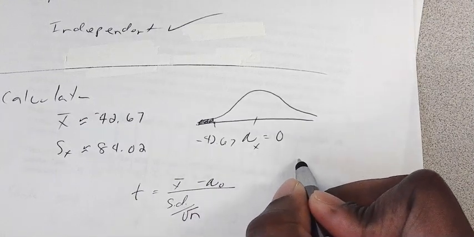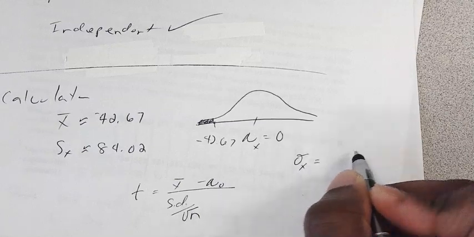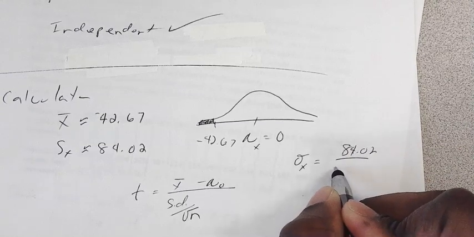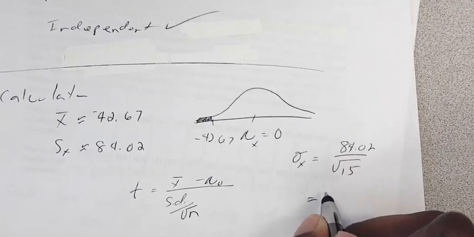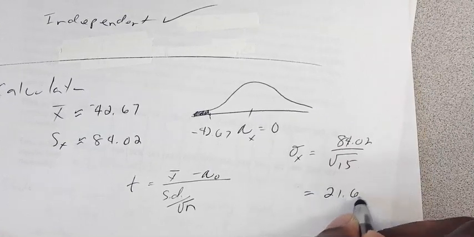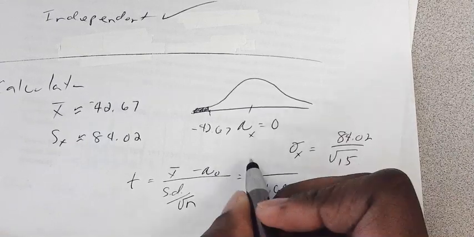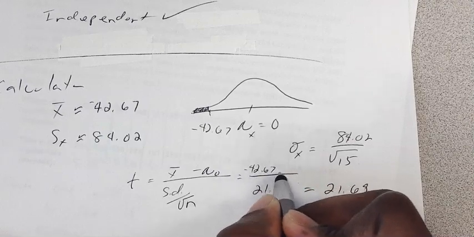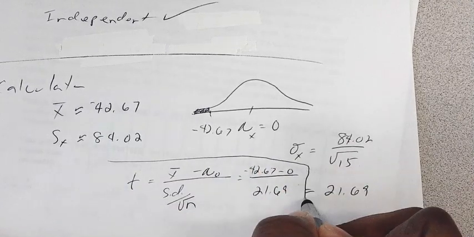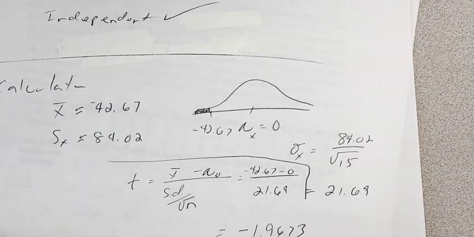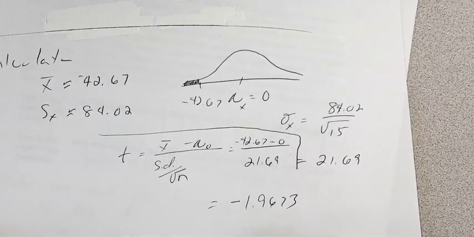So in this case, that standard deviation of the mean should be 84.02 divided by the square root of 15. So that number is about 21.69. So on the bottom, it's going to be 21.69. On the top, we're going to have negative 42.67, take away 0. And that t-value is about negative 1.9673. Makes sense to me on the left side. So that t-value should be about that.